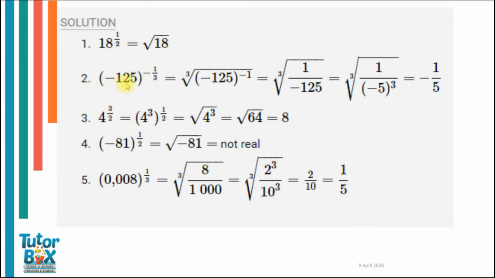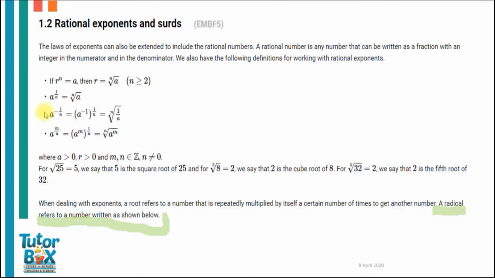Okay, then now let's look at this one. Number 2, we have minus 125 in brackets, all that raised to minus 1 over 3. So remember your law or your definition: a raised to the power of 1 over n will be equal to the nth root of a. So always change it and make sure that you're left with just a positive 1 over n here. So let's use this third one here. We're going to break it down.